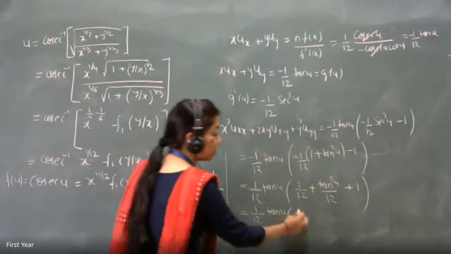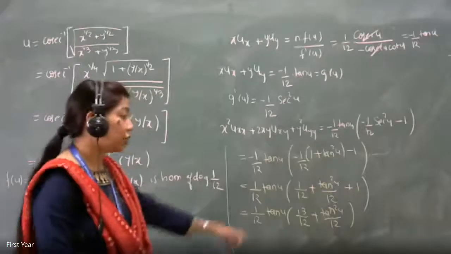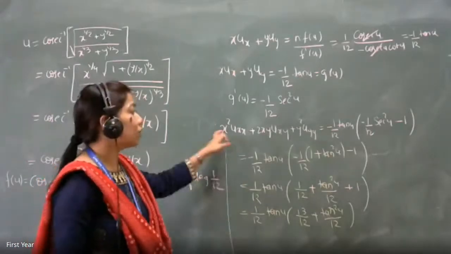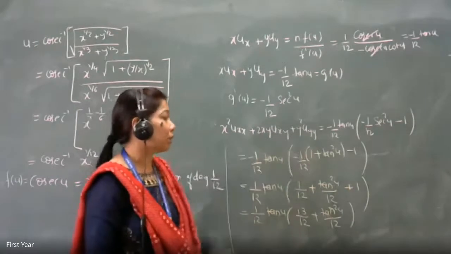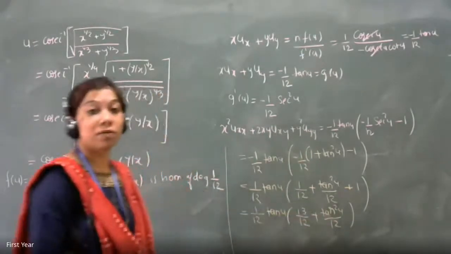12 plus 1 is 13 by 12 plus 10 square u by 12. That's your final answer. Last year, they were asking you to prove this: prove that x square uxx plus 2xy uxy plus y square uyy is 1 by 12, 10 u, 13 by 12 plus 10 square u by 12.